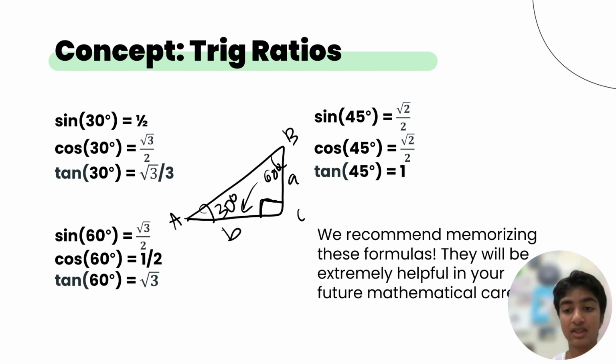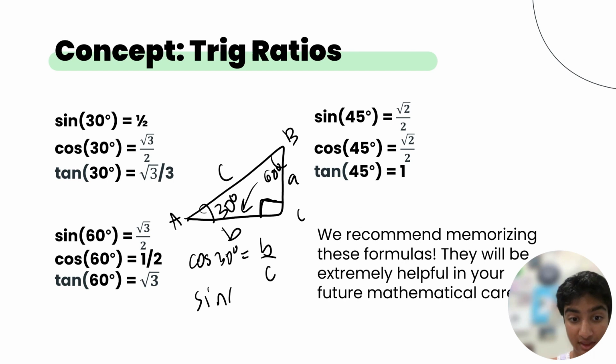And because they're both using the same denominator, which is the hypotenuse, c, as we can call it in this case, it would make sense because cosine 30 degrees would equal b over c. Sine 60 degrees would equal b over c too. So then sine 60, cosine 60, they're the same thing. It's because they're just using the opposite sides.